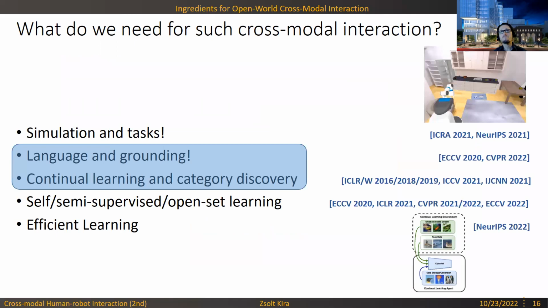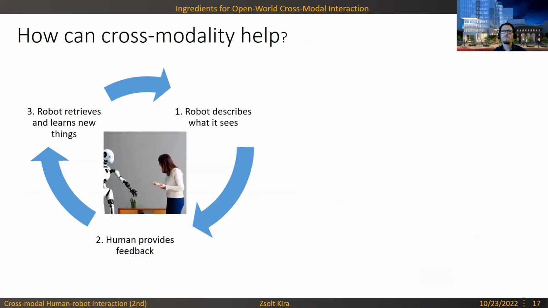space. And so I'm going to talk about some recent work that we've done to combine language and vision and do cross-modal language and grounding, as well as continual learning and eventually category discovery. A lot of this is recent or ongoing work that we haven't published yet, but we hope to continue to push in the next year or so.